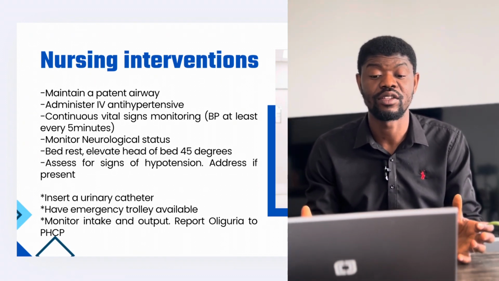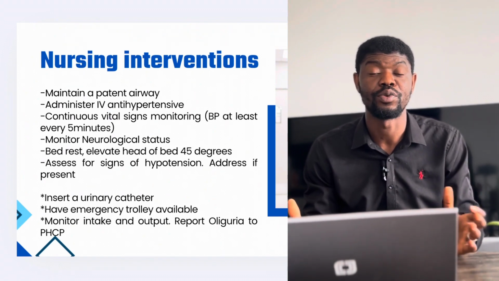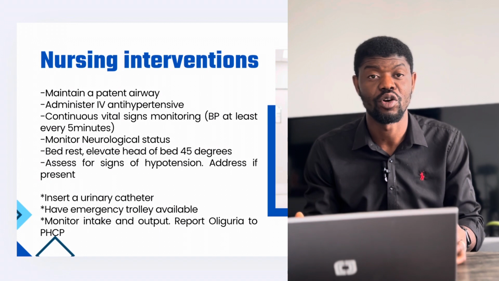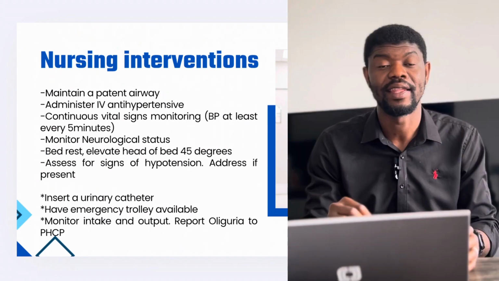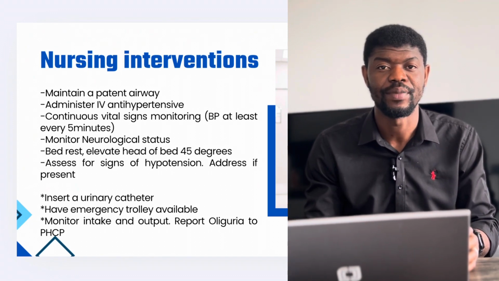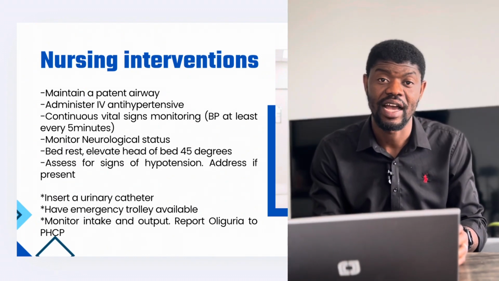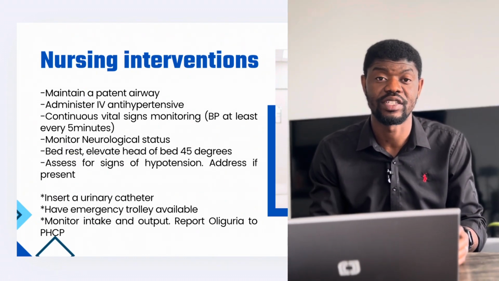And then finally, you want to monitor a strict intake and output. And then you want to report oliguria to your primary healthcare provider. This is just because you don't want the kidneys to be affected very much. So if the kidneys are not producing urine, because they may have been damaged as a result of the high blood pressure, then you can adequately treat it.